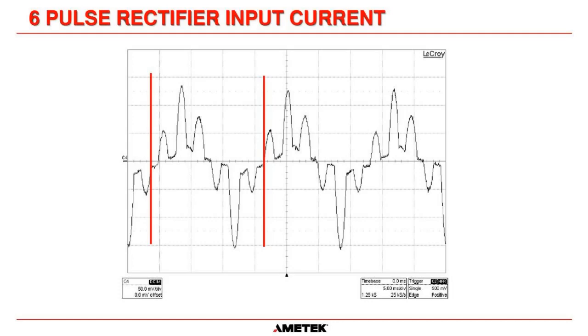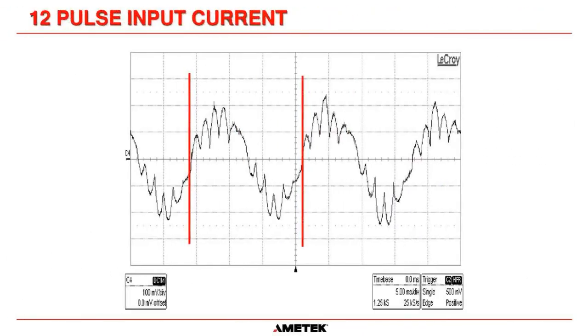The next one we're going to see is the 12-pulse waveform. And if you look carefully, you can count 12 pulses there. The last pulse right before the zero crossings doesn't show up so well. But there are 12 pulses there, and you can see the current spikes are smaller. And the waveform approximates a sine wave.